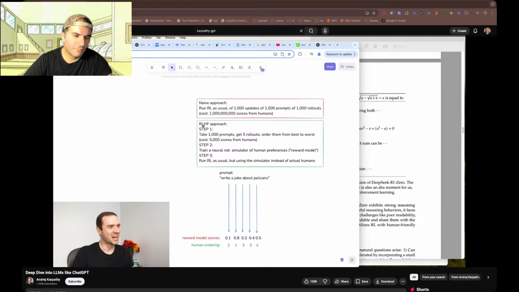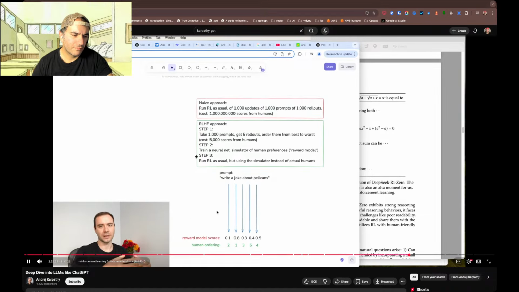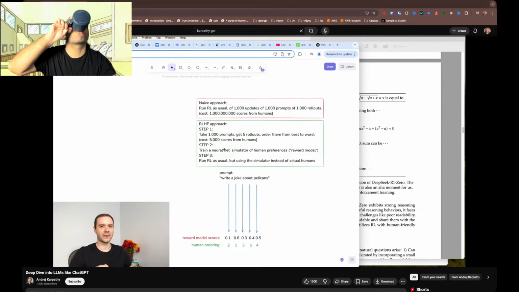In the RLHF approach, the core trick is that of indirection. We're going to involve humans just a little bit. And the way we cheat is that we train a whole separate neural network that we call a reward model. This neural network will imitate human scores. So we're going to ask humans to score rollouts, and then imitate those human scores using a neural network. This neural network will become a kind of simulator of human preferences. And now that we have a neural network simulator, we can do RL against it.